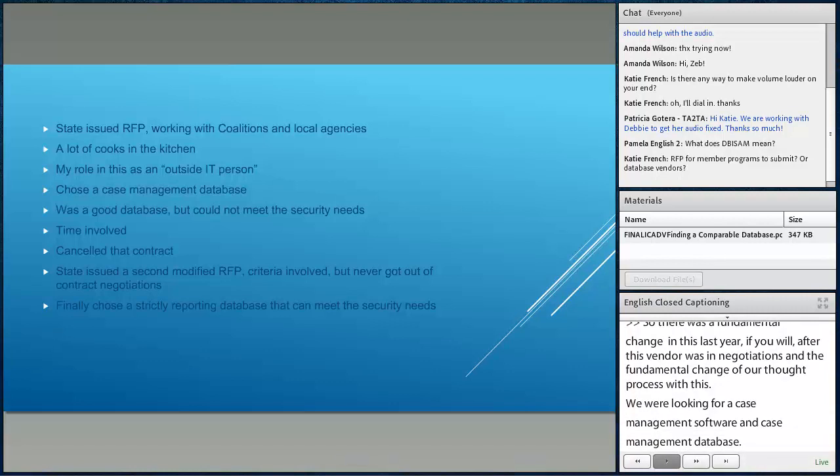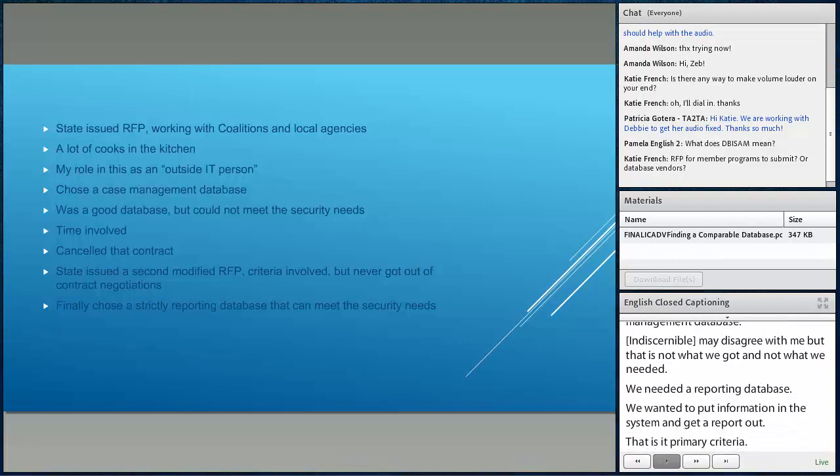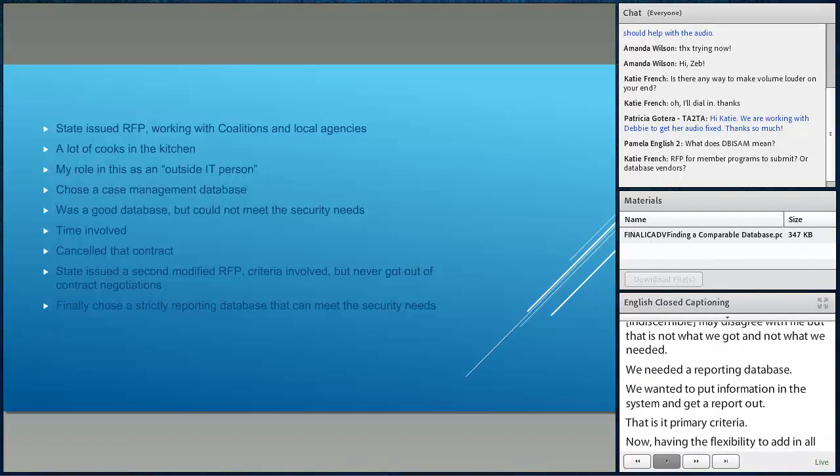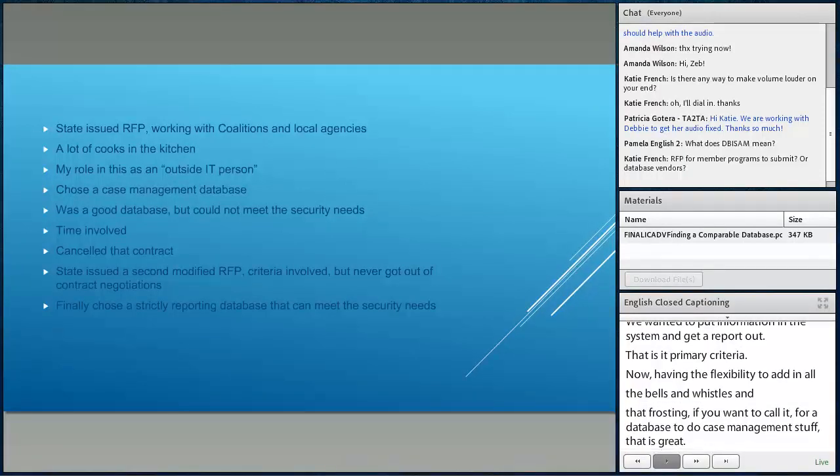Now, having the flexibility to add in all the bells and whistles, or that frosting, if you want to call it, for a database to do case management stuff, that's great. But at the core of this whole thing, and what's been so successful for us this time, is that we focused on getting the reports. Just enough information is put in the system to get the reports out in an accurate and easy manner, if you will.